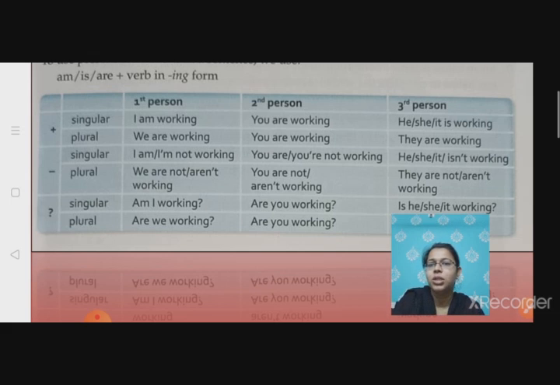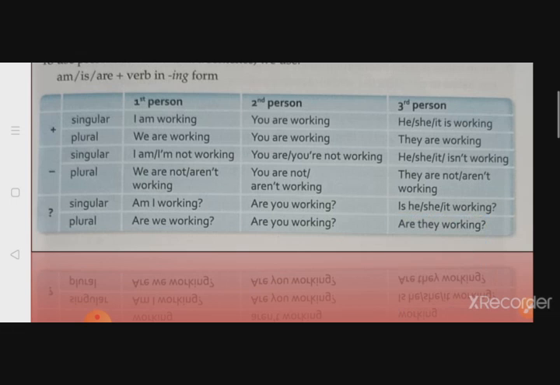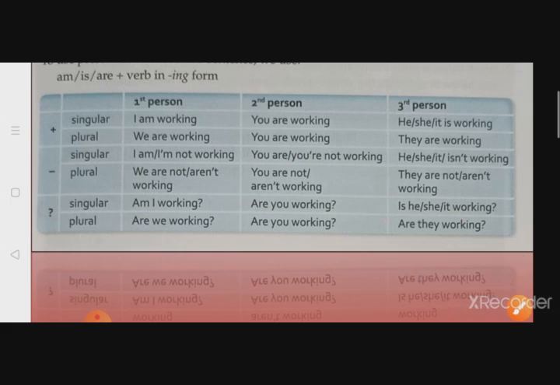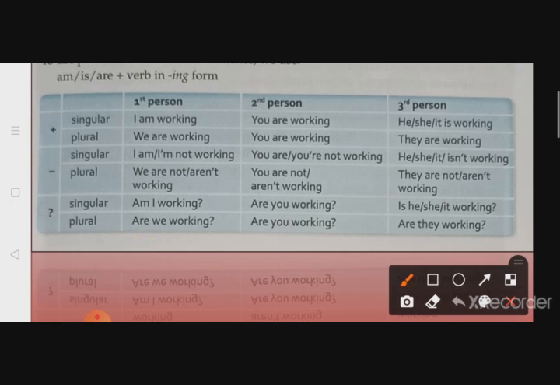While we make a question, for singular we are first going to use the auxiliary verb, that is am. Am I working? For second person we will write are you working, and for third person we will write is he, she or it working. And when we are making a question for plural form for first, second and third person we will write are. Are we working? Are you working? Or are they working?